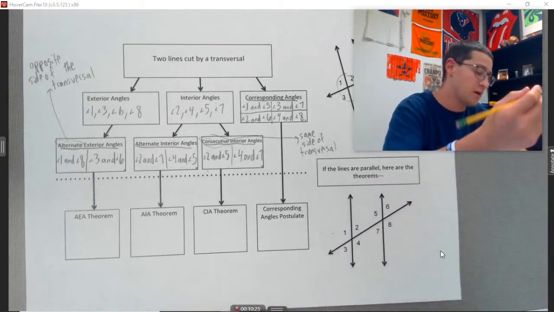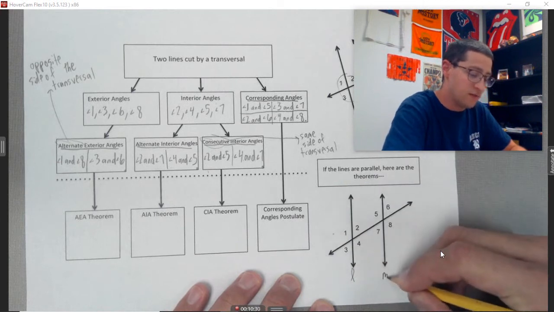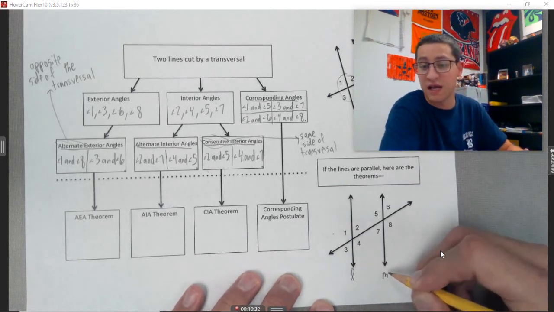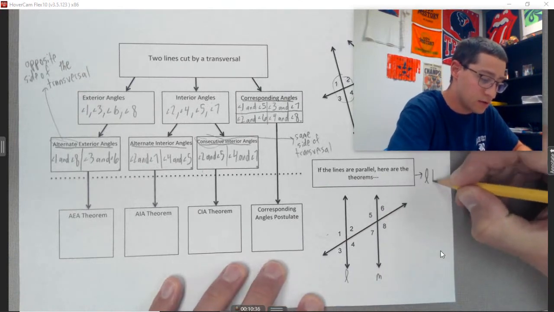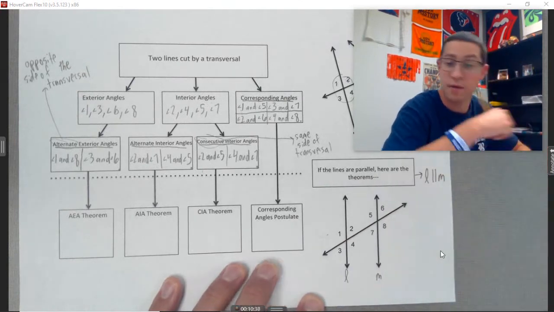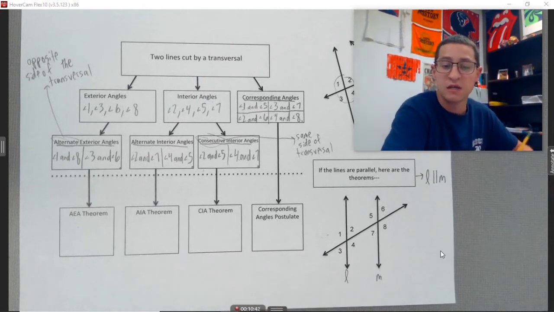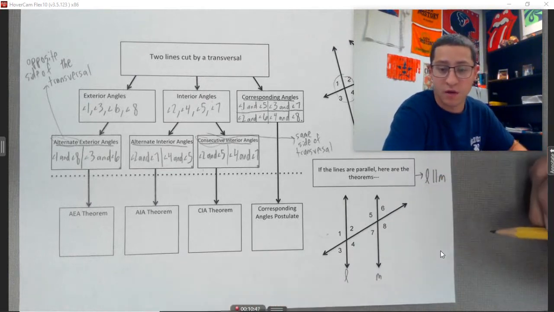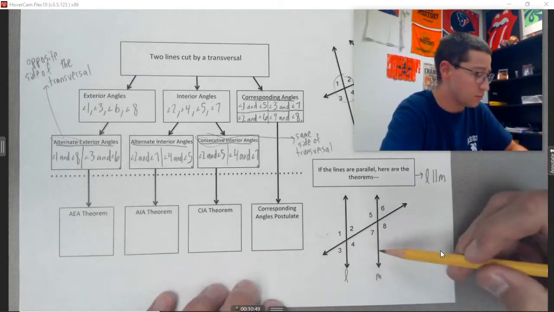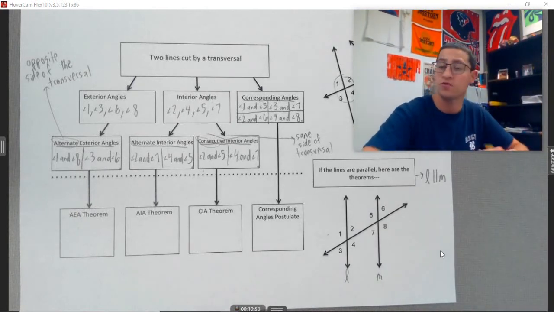So if these lines are parallel, and for notation's sake, if this is line L and this is line M, in other words, line L is parallel to M. Just to emphasize the notation, this symbol means parallel. So these two lines are parallel. Well, if that's the case, then what happens? Now this is where we'll refer to the video.